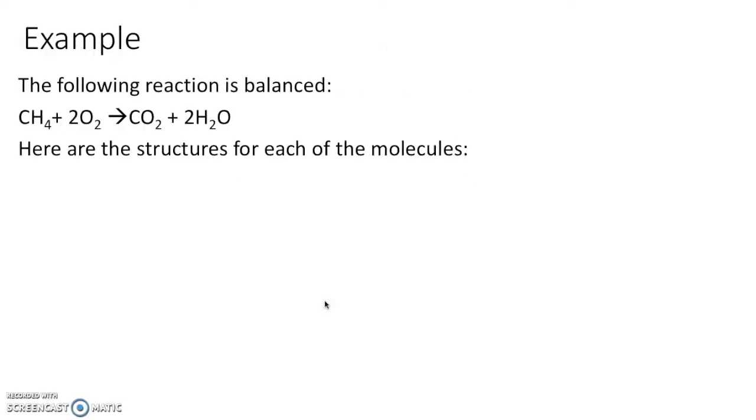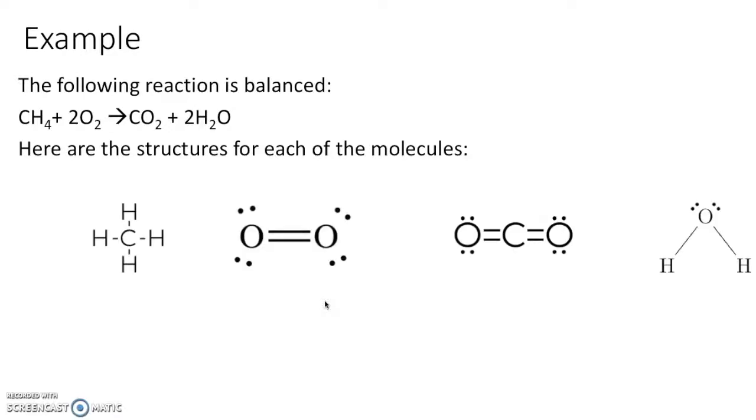So the example we have here is the following. Methane plus 2 oxygen molecules give you carbon dioxide and 2 water molecules. Here are the structures for each of the molecules. We've already done methane together, we did oxygen together, and as a practice example, I gave you carbon dioxide and water. So hopefully you got those, and if not, here they are.